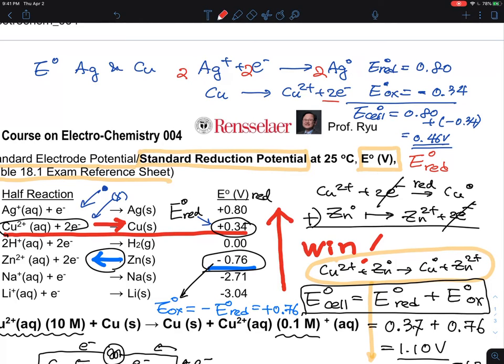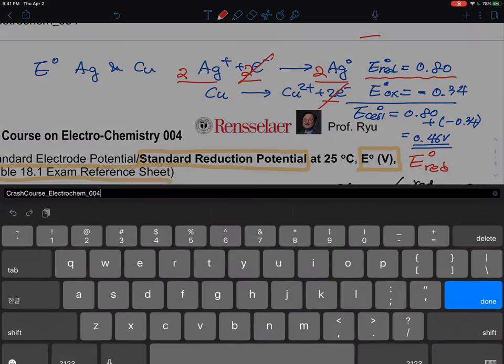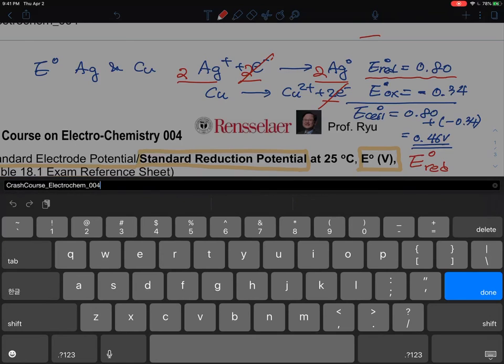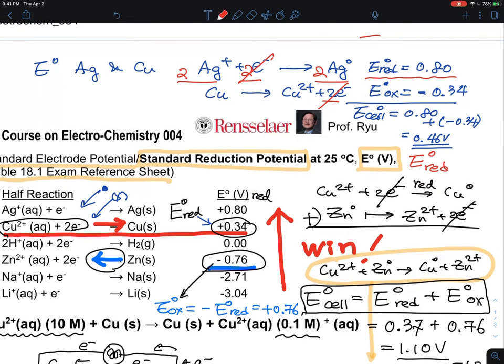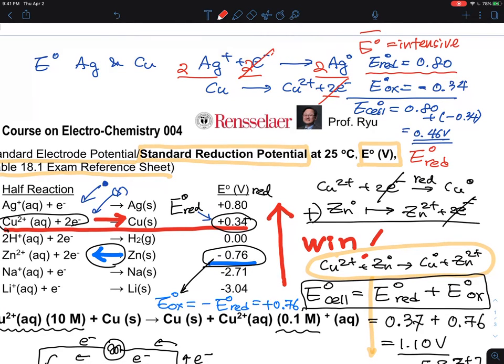But remember, although I have multiplied everything by 2 to make sure the electron can be going away, I don't have to worry about changing this. Once again, E naught is, okay, I think that this one is E naught. E naught is an intensive property, right? So I don't have to worry about those notations, the changes.